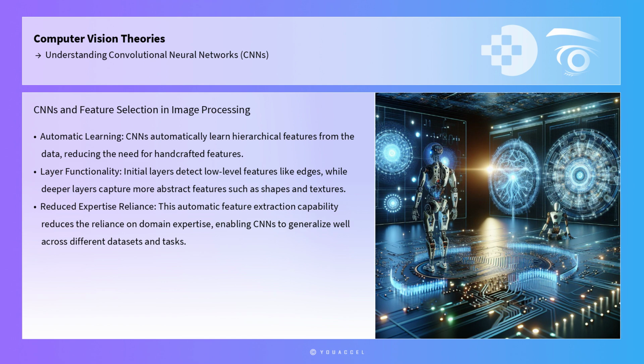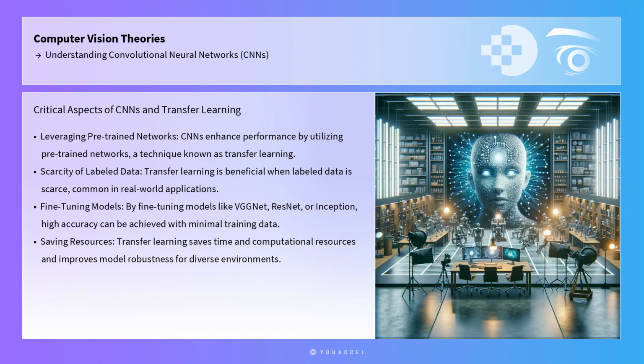Moreover, CNNs address the challenge of feature selection, which is a significant bottleneck in traditional image processing methods. Unlike handcrafted features, CNNs automatically learn hierarchical features from the data. The initial layers detect low-level features, like edges, while deeper layers capture more abstract features, such as shapes and textures. This automatic feature extraction capability reduces the reliance on domain expertise, enabling CNNs to generalize well across different datasets and tasks.